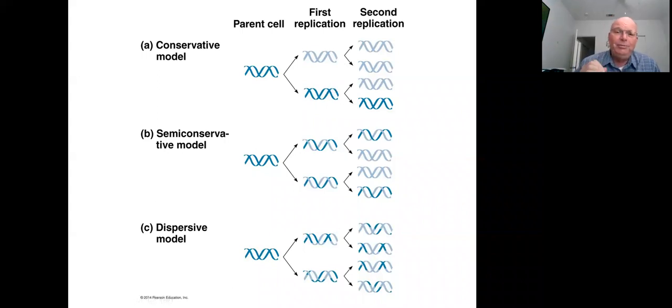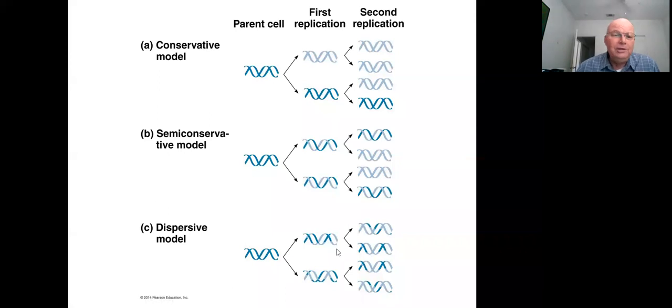Now, what we have to remember here is that Meselson and Stahl are not trying to figure out the actual mechanics of DNA replication. All they want to know is, is it semi-conservative or is it not? Because Watson and Crick had predicted it would be semi-conservative. So they're not trying to explain how it's done, just whether it's done in a semi-conservative fashion or not.